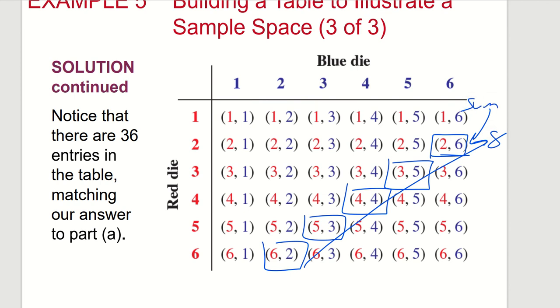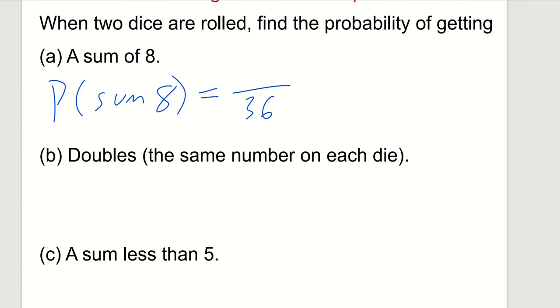How many of them are there? Well, there's 1, 2, 3, 4, 5 of them. That's going to be 5 out of 36. And 5 divided by 36 would be approximately 0.14.